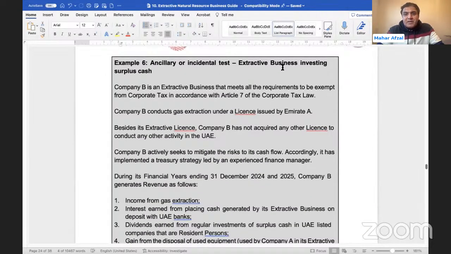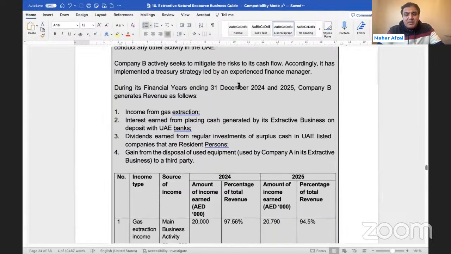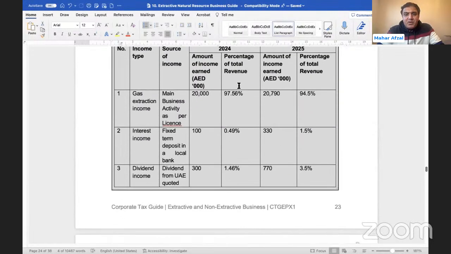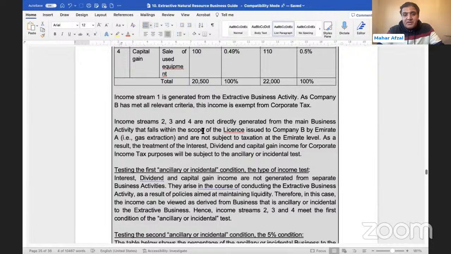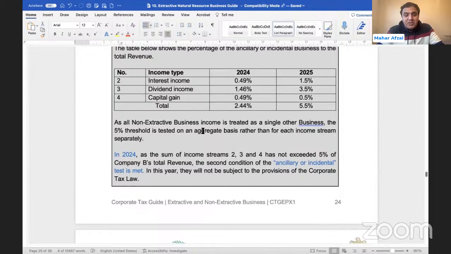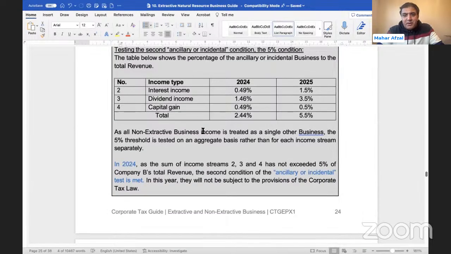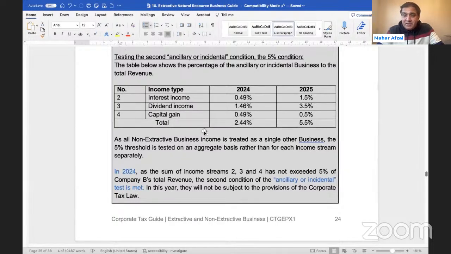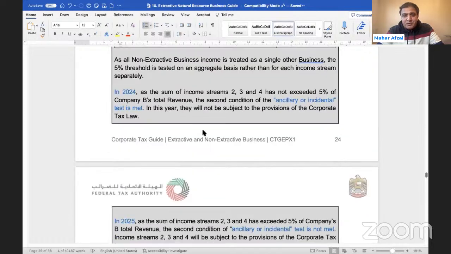In the incidental extractive business example, they are investing surplus cash and making revenue from it. The same criteria, more than 5% or less than 5%, will be applicable. Incidental, non-incidental criteria will be applicable. You can go through this. If you have any question, you can come back to me. I will be supporting you and guiding you as well. That criteria is basically, as I mentioned earlier, incidental, non-incidental. 5%, less than 5%. If non-incidental, it is straightforwardly other business. If incidental, more than 5%, other business. Less than 5%, same as extractive and non-extractive natural resource business.